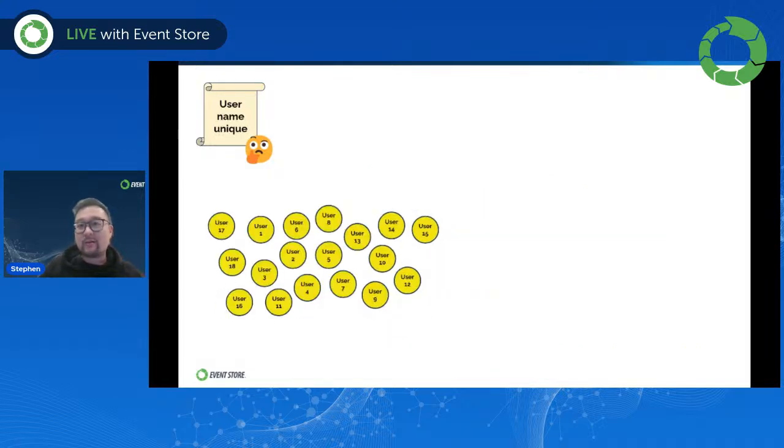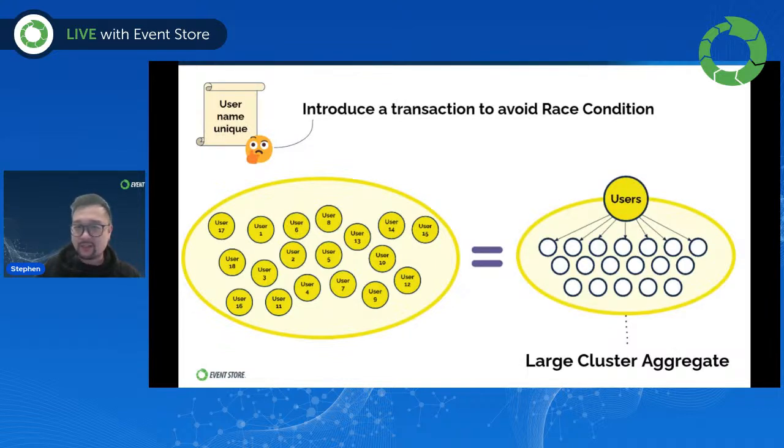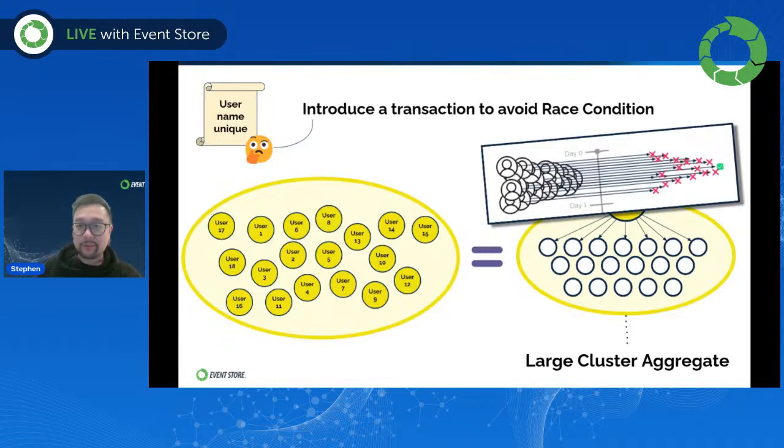Well, then you may say, okay, perhaps let's introduce a transaction across the user aggregates so that each time a user is registered, we can protect it from race condition. But now, if we added a transaction across all of them, isn't this just equivalent to the large cluster aggregate that we had just now, which has the same locking problem that we saw? So, is there a way to enforce the constraints while registrations are not being locked up? Yes, there is. And we can use the process manager for this.